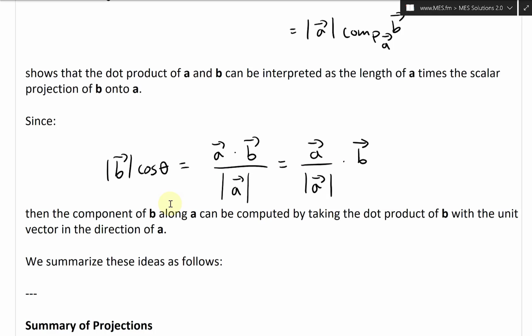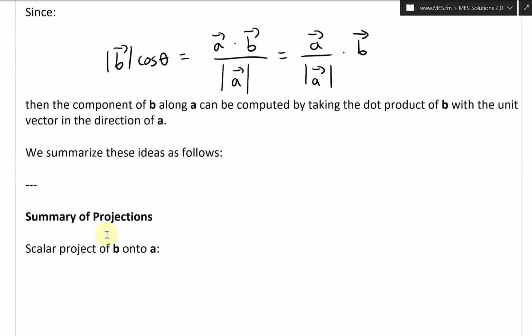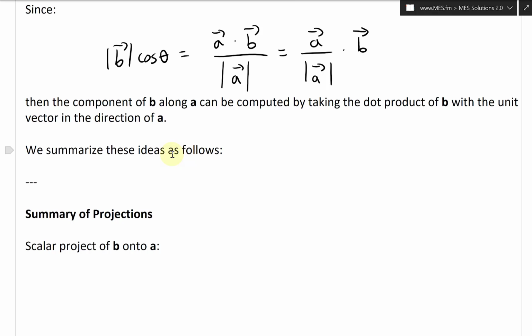So since we have this, the component of B along A can be computed by taking the dot product of B with the unit vector in the direction of A. So there's a unit vector in the direction of A there, because that's the length of 1, because you're dividing by the full length there. So we summarize these ideas as follows.